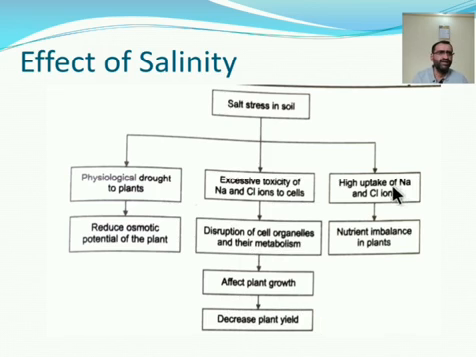Okay, and due to the high uptake of sodium and chloride ions, nutrient imbalance in the plant can take place. Okay, in this way the salt stress can directly or indirectly affect plant growth.